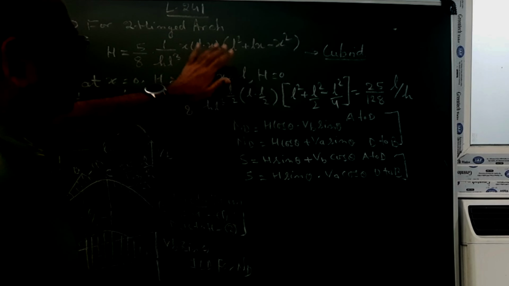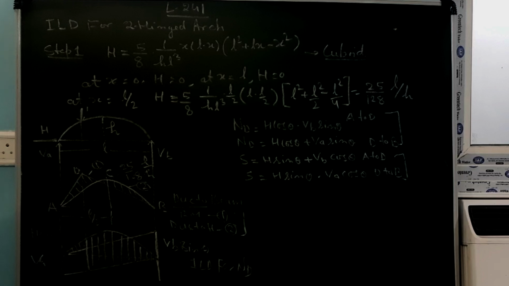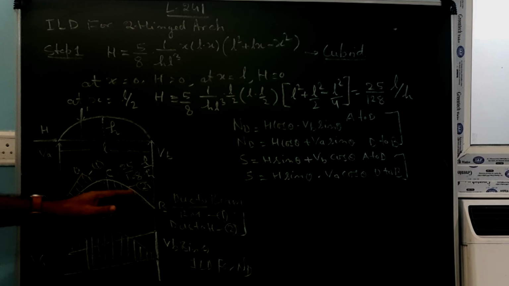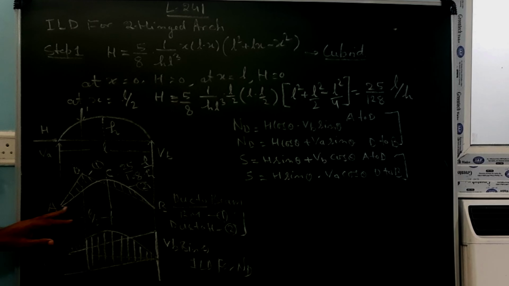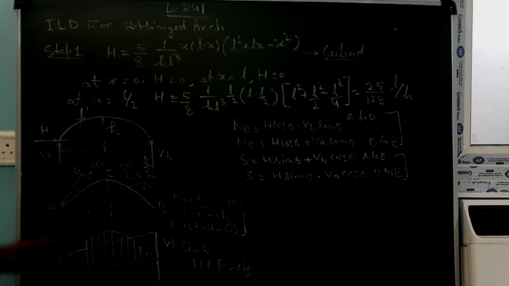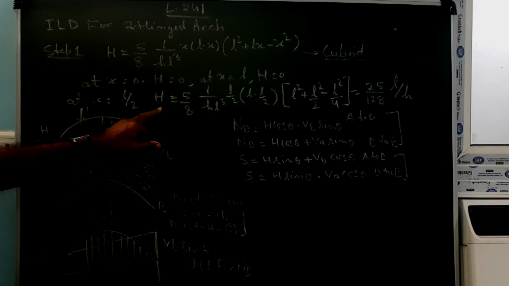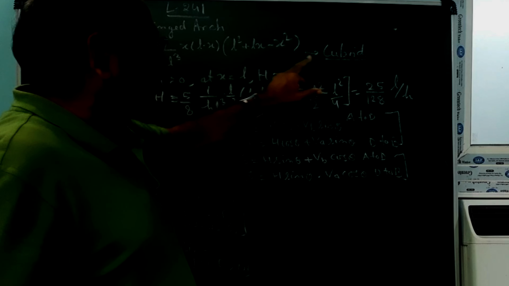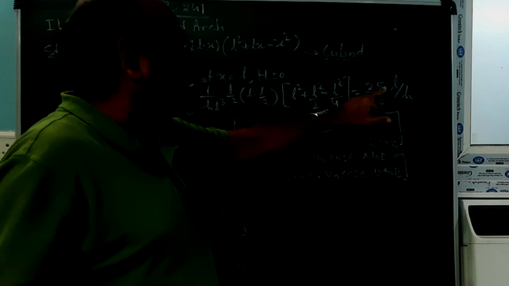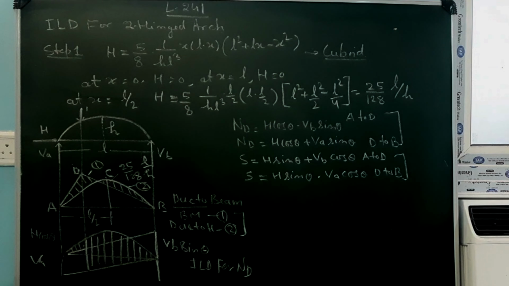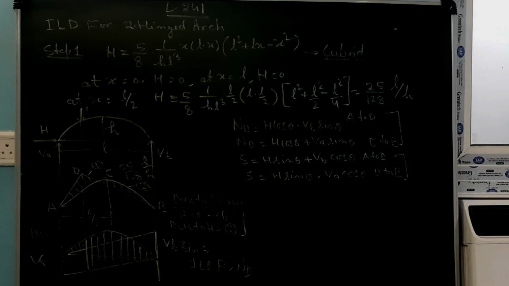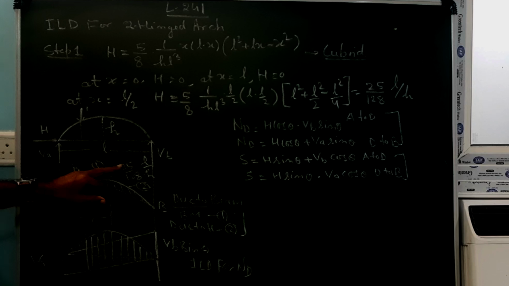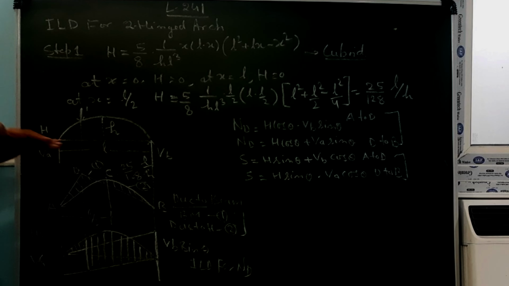So this is making some cubic curve, that is cuboid. So this is a cuboid curve whose points A and B are 0. Now let us find out at X equal to L by 2, we will get 5 by 8, 1 by HL cube, L by 2, L minus L by 2, and by putting L by 2 in place of X, we will get 25 by 128 L by H. So with the help of this ordinate, we can mark that at the center, this will be 25 by 128 L by H.